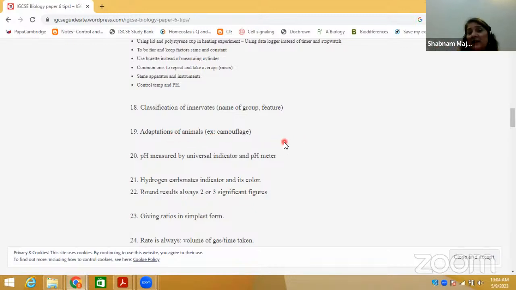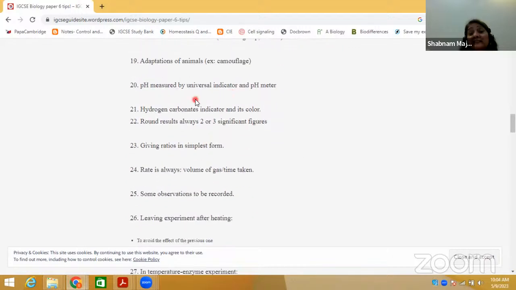Adaptations of animals, camouflage, whatever, you must know natural selection, maybe how, you know, the peppered moths example: after the pollution, dark peppered moth, light peppered moth, and then the snails example of camouflage and all that. So adaptations made. Then pH measured by universal indicator, already I told you; a pH meter can also be used. But remember one thing: if you need to keep a variable constant, like temperature, we use a water bath, a thermostatically controlled water bath, which works through electricity. That is also very good to be used to keep the temperature constant.